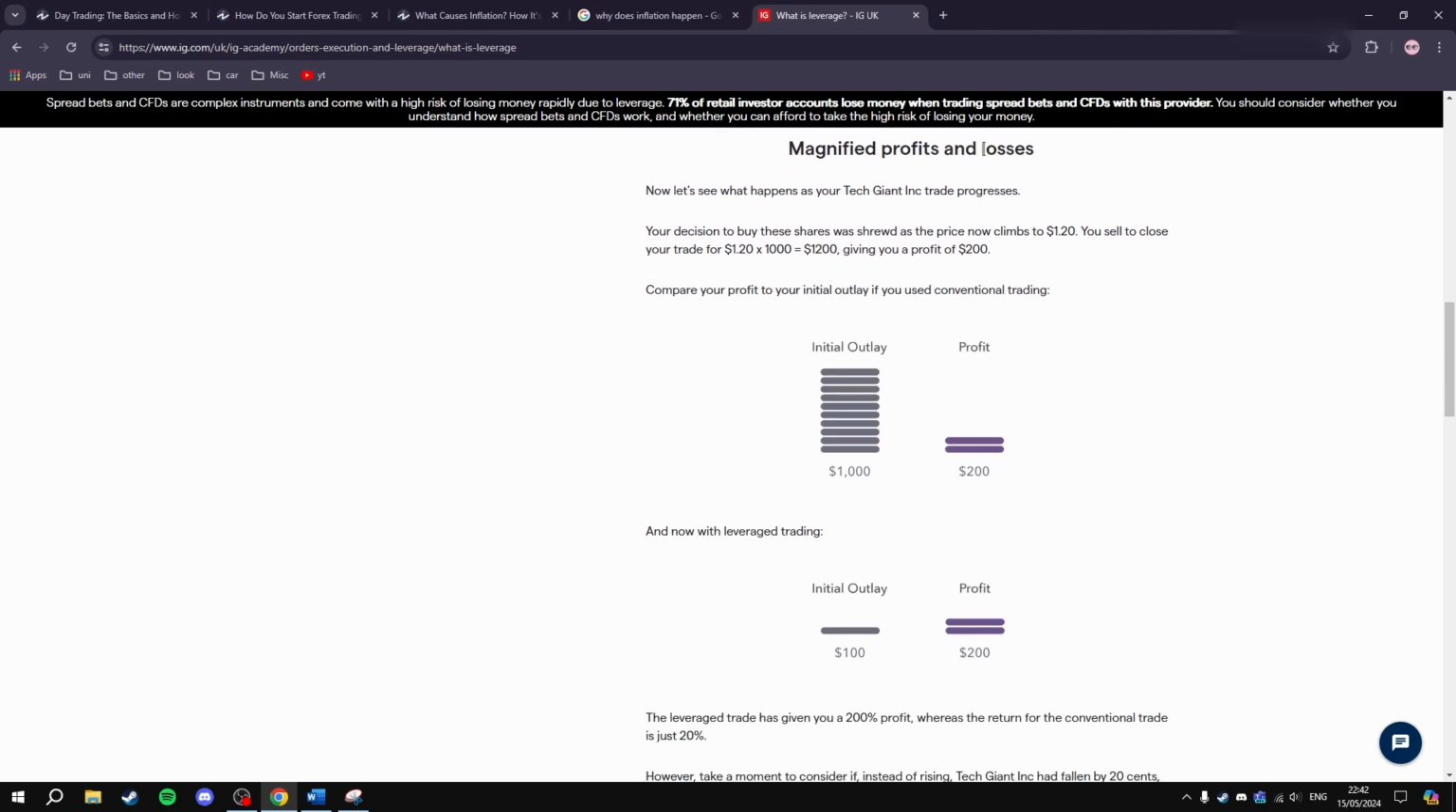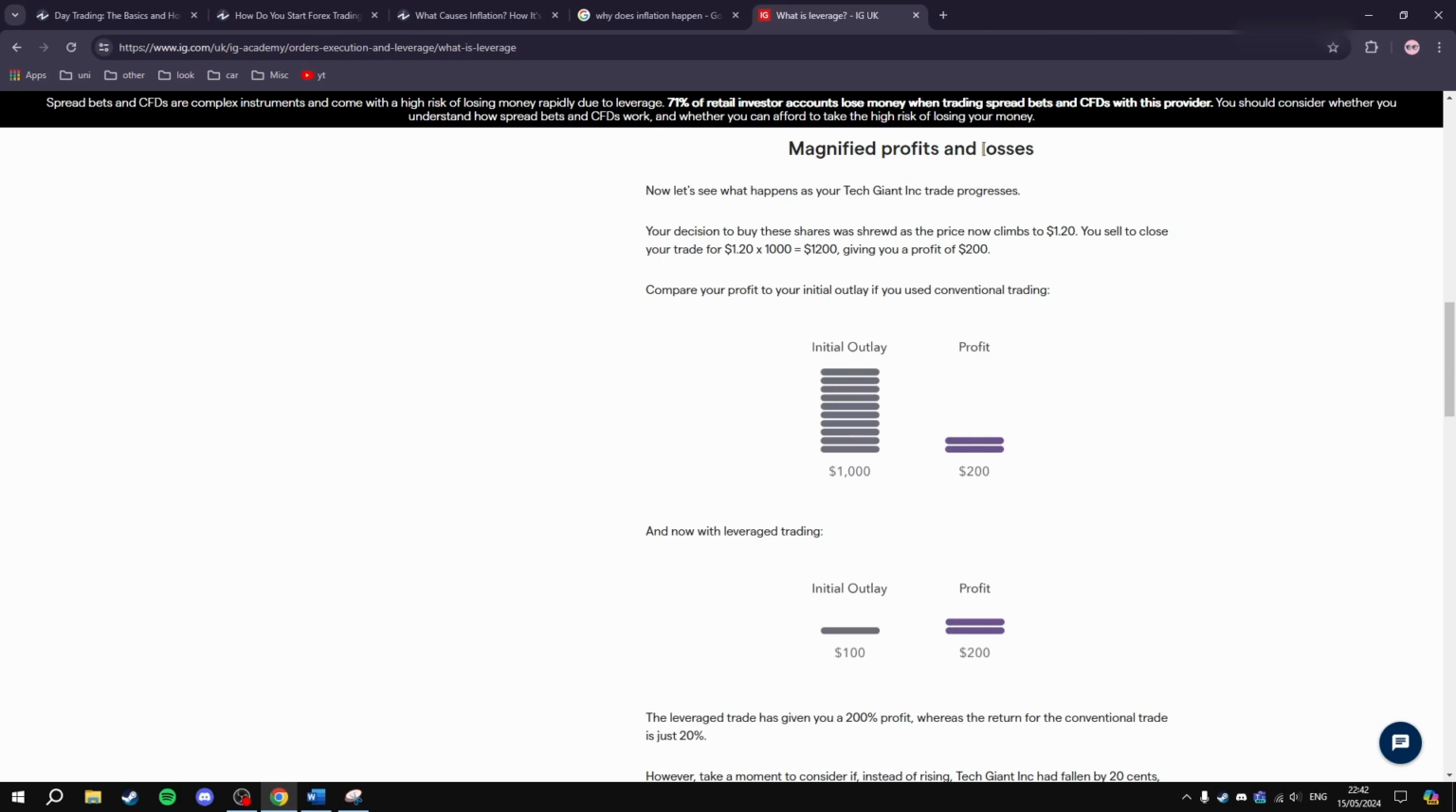Magnify profit and losses. Now let's see what happens as your Tech Giant Inc. trade progresses. Your decision to buy these shares was shrewd as the price now climbs to $1.2. You sell to close your trade for $1.2 times 1,000, which is $1,200, giving you a profit of $200.